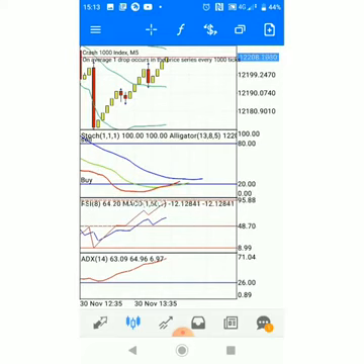Now, as you can see, we have 1, 2, 3 and 4 windows here, and we have several indicators at work here. So let me first of all talk about how the strategy works, or let me show you the settings first.